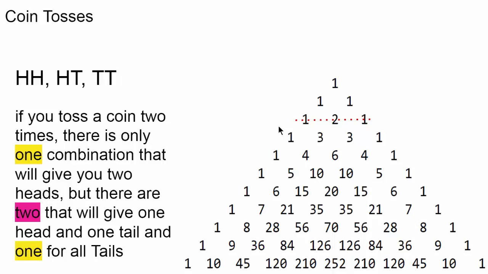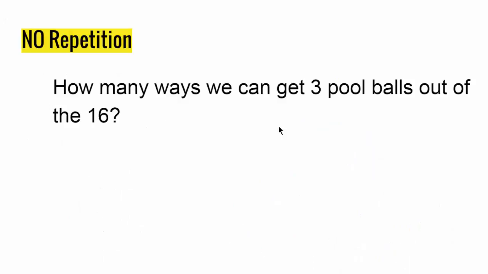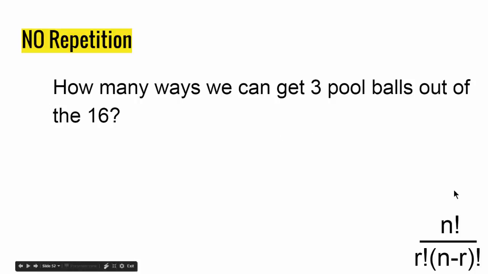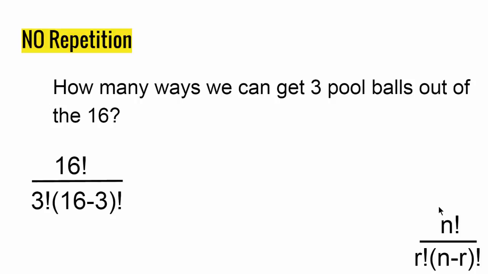They are actually permutations without repetition. So the rule that we use, for example, in order to solve this problem, how many ways we can get 3 pool balls out of the 16, is n factorial over r factorial times (n minus r) factorial. We can use Pascal's triangle in order to solve this problem without using this rule. So the answer is 16 factorial over 3 factorial times 13 factorial, which is 560 ways.